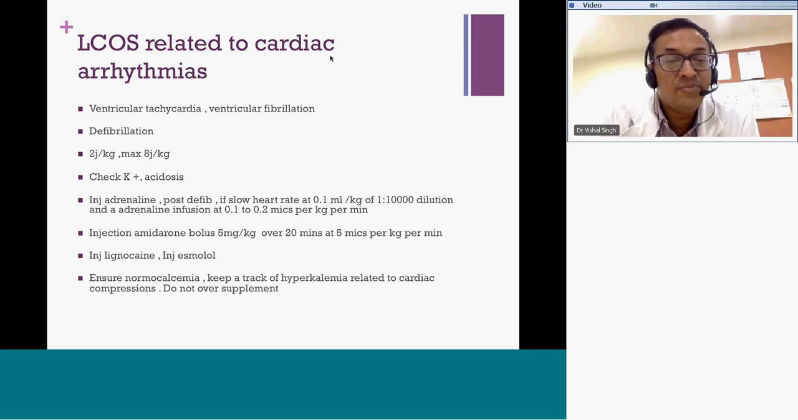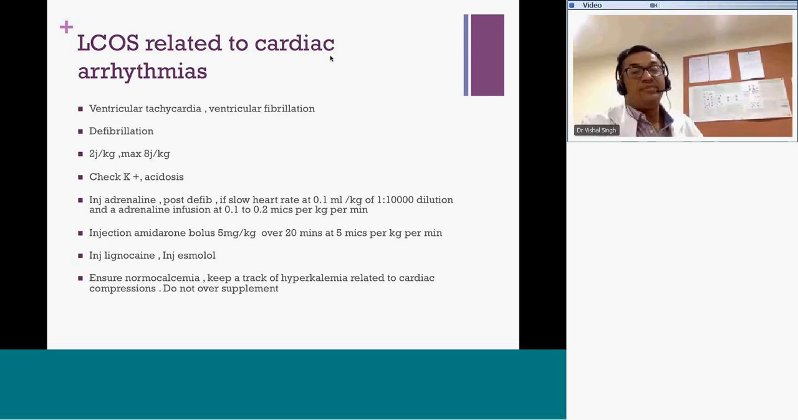Adrenaline post-defibrillation can be given, especially with a slow heart rate, at 0.1 ml per kg of 1 in 100,000, and an infusion can be started at 0.1 to 0.2. Amiodarone can be given in such a situation as a 5 mg per kg bolus over 20 minutes, then 5 mics per kg. I'm sorry, the per minute is not required out there. 5 mics per kg.